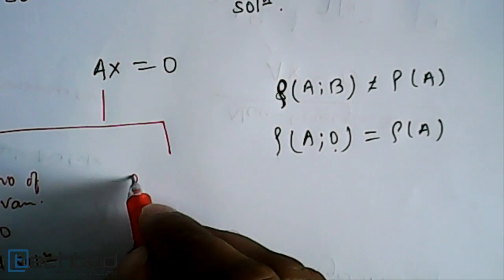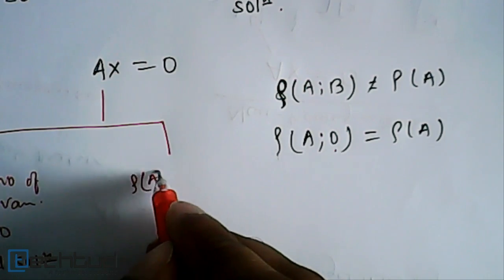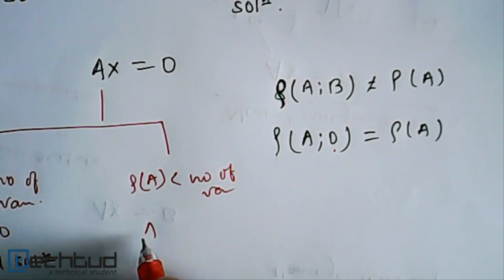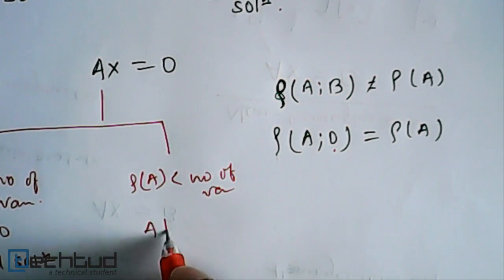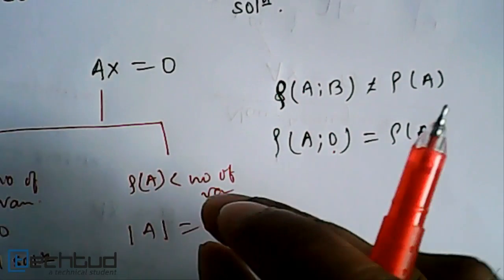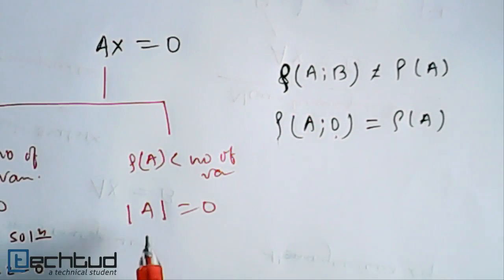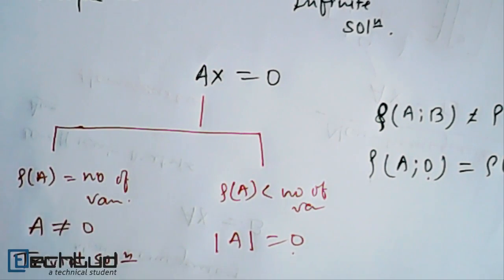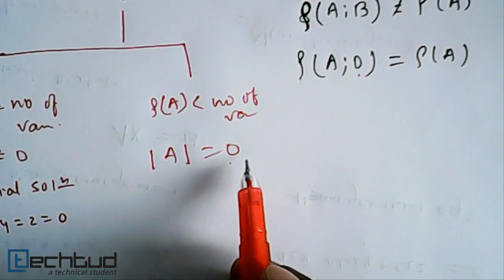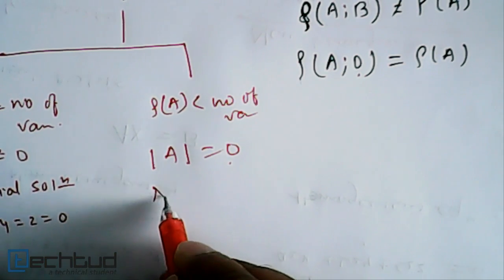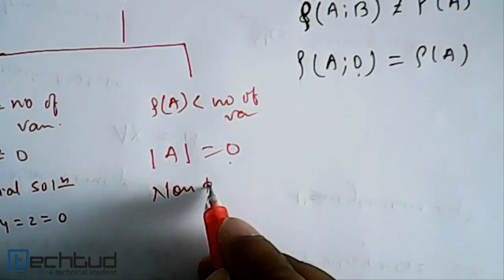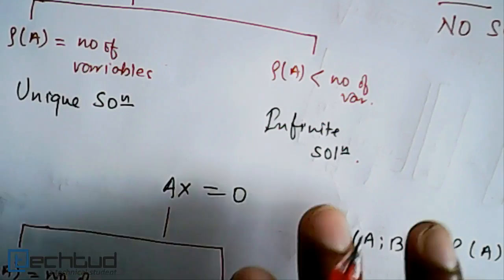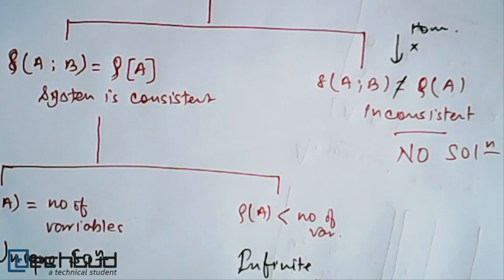But if the rank of A is less than the number of variables, then it is very sure that the determinant will be equal to 0. These two things are dependent. If the determinant is equal to 0, the rank will obviously be less than the number of variables. If the determinant is not equal to 0, it means the rank is equal to the number of variables. So if the rank is less than the number of variables, then in this case we will have a non-trivial solution. These two things are correlated in both the homogeneous and non-homogeneous cases.